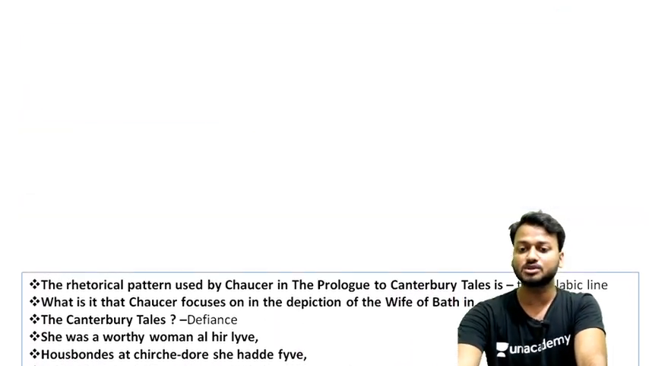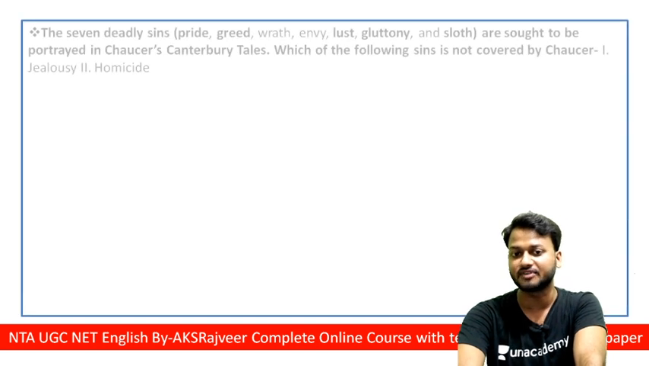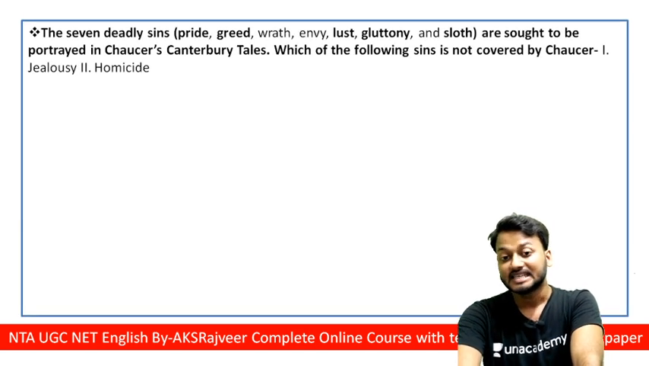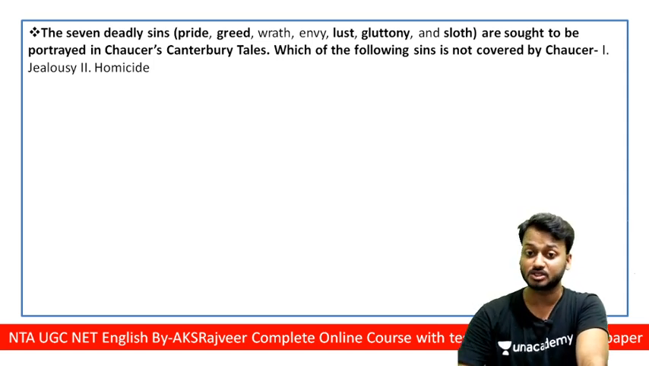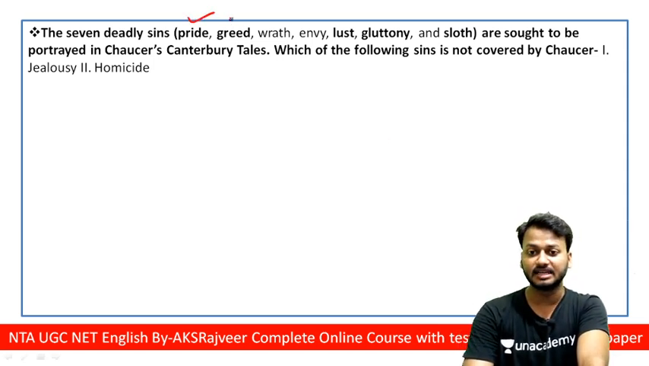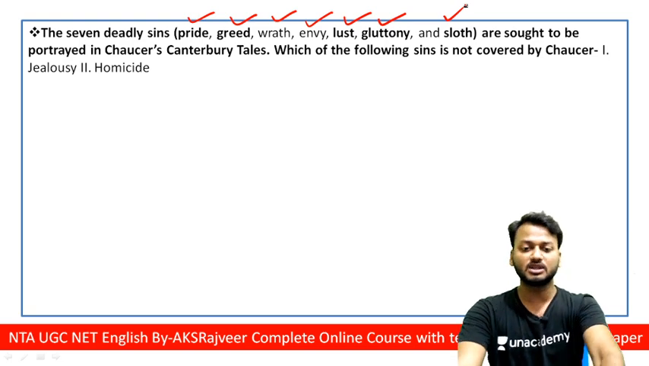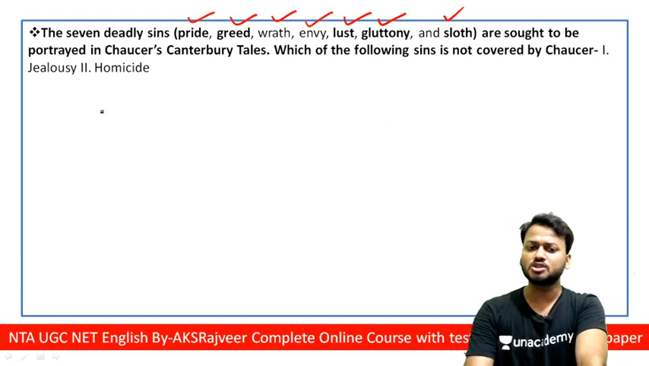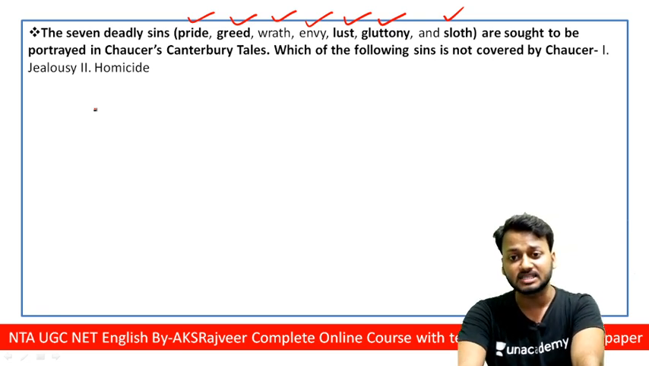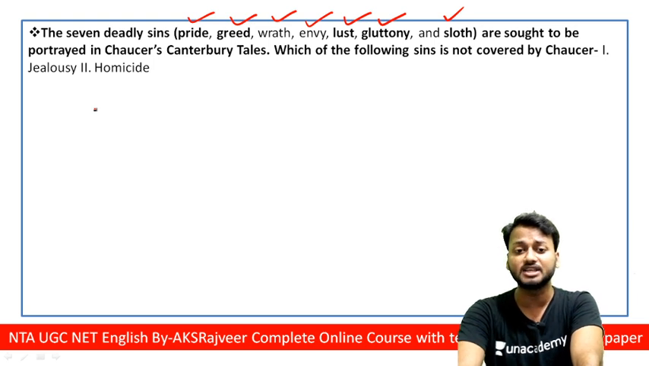Then see the next question. Here it is on your screen. The seven deadly sins are pride, greed, wrath, envy, lust, gluttony, and sloth. These are the seven deadly sins sought to be portrayed in Chaucer's Canterbury Tales. Which of the following sins is not covered by Chaucer?